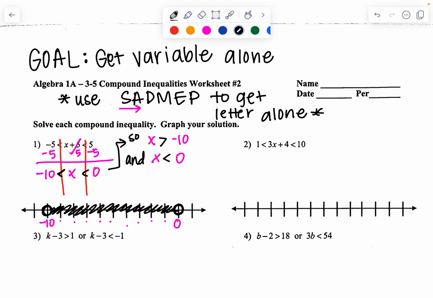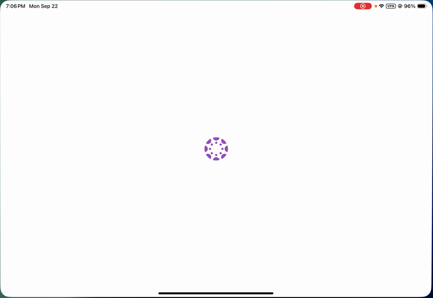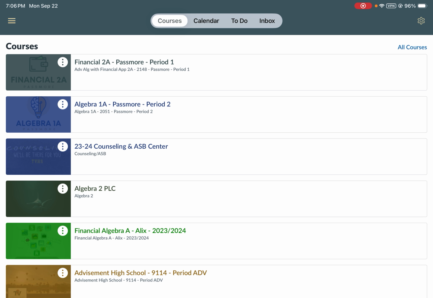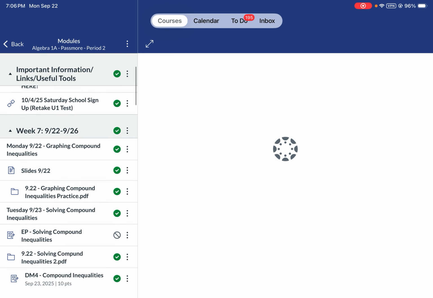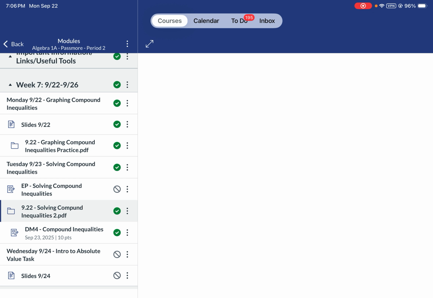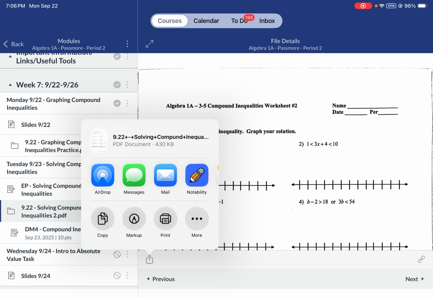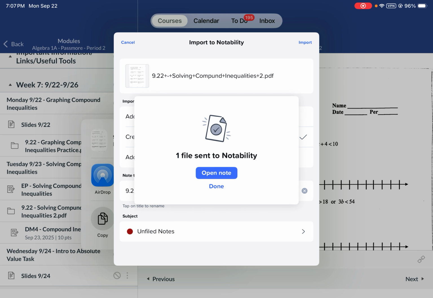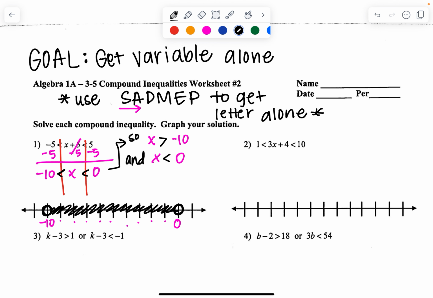So first things first, you need to make sure you have this downloaded. We did this at the end of class yesterday, but in case you need a refresher, please go to Canvas, find our course. Within the modules, you'll see that under week 7, there's solving compound inequalities. I moved it under to Tuesday. Use the share arrow and open it in Notability. Click import and voila, you're done. Then go into Notability and you'll be able to open it and you'll see that it's this worksheet.